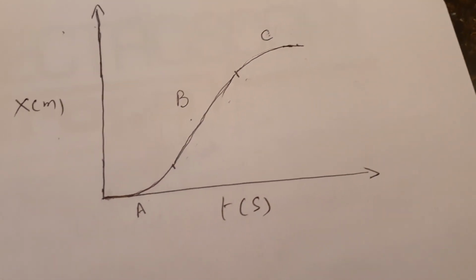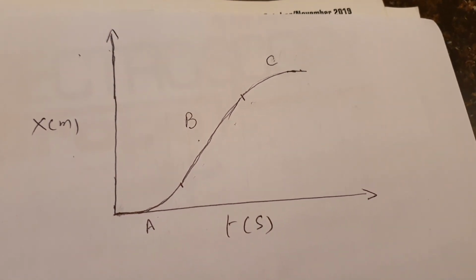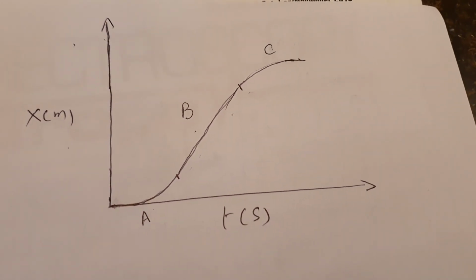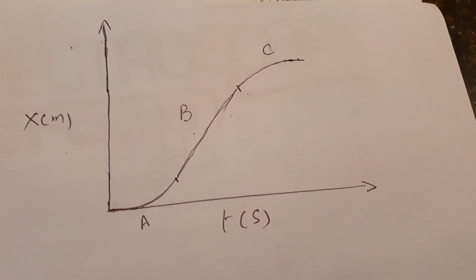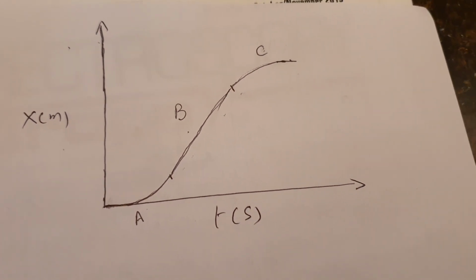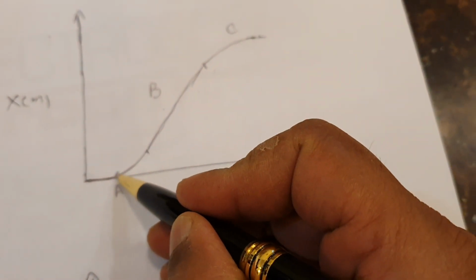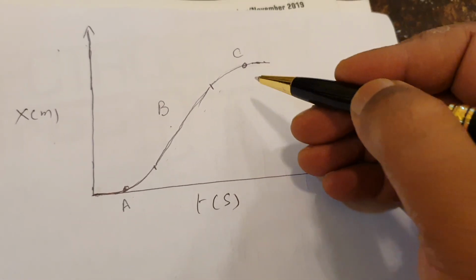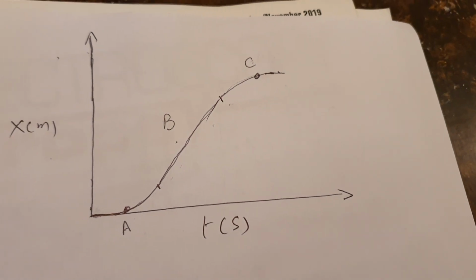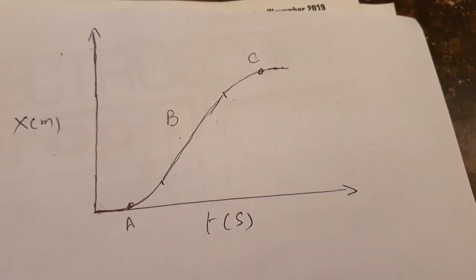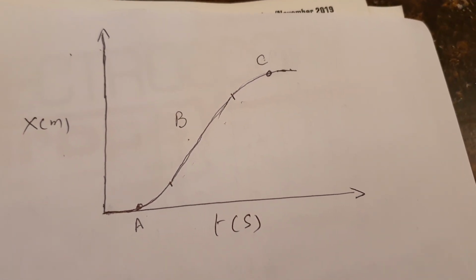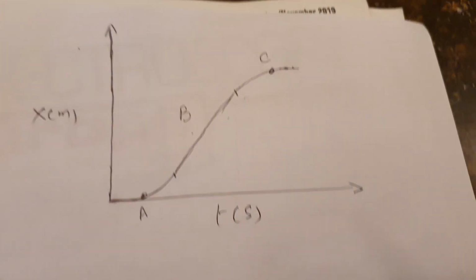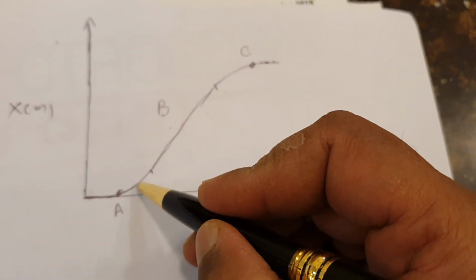Okay, now how do I calculate the velocity? Imagine I want to calculate velocity between this point and this point. Now again the problem is that I don't have a straight line. So that problem can be solved by drawing a straight line. So I'm going to draw a straight line. I'm going to join these 2 points.